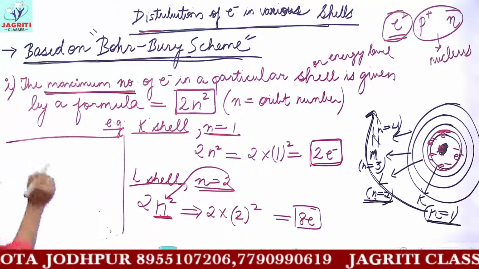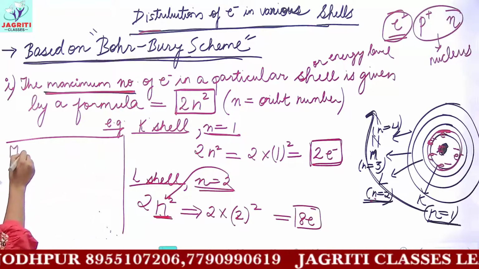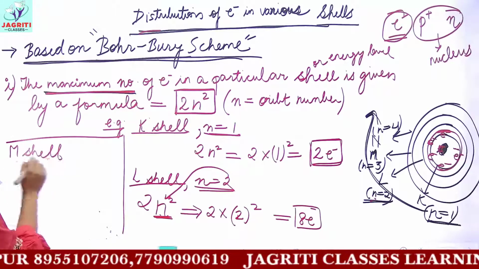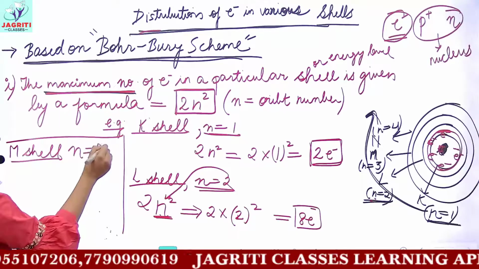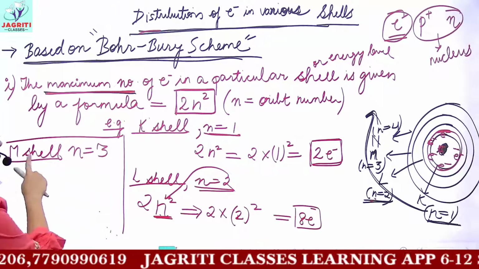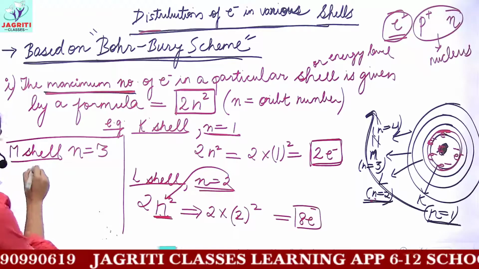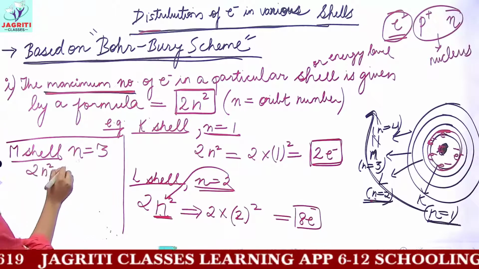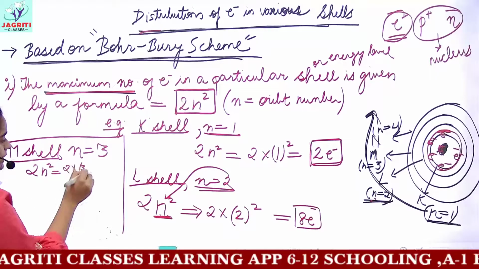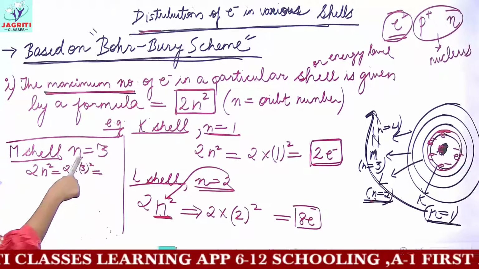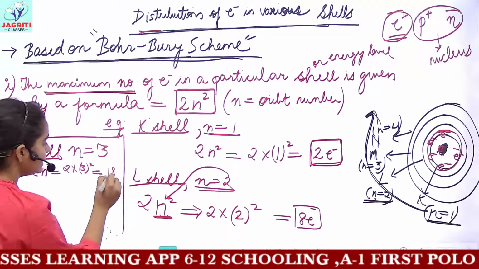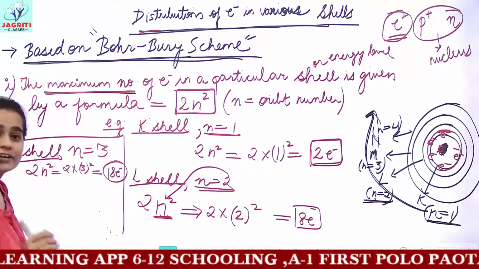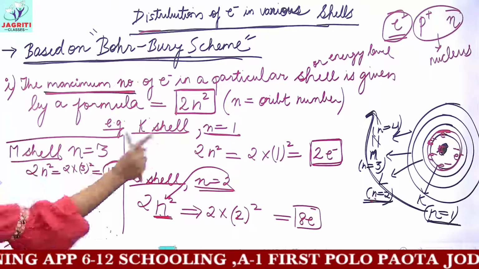Okay, I'll do it here. Your next shell is the M shell. For the M shell, the n value is equal to 3. That is, the M shell is your third shell. And on solving 2n square, which will give you 2 into 3 square, what do you get? 3 square is 9, and 9 into 2 is 18. So a maximum of 18 electrons will be accommodated in your M shell.